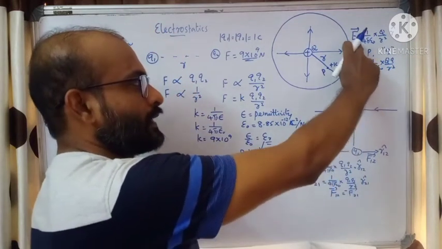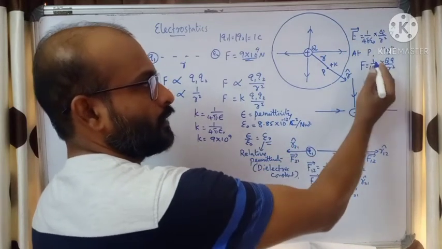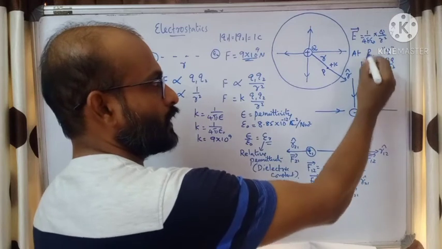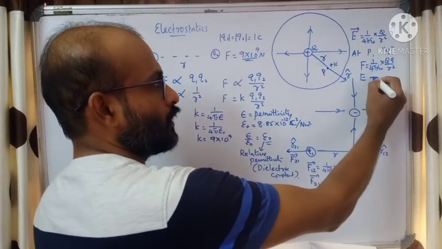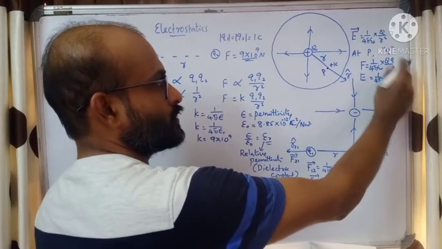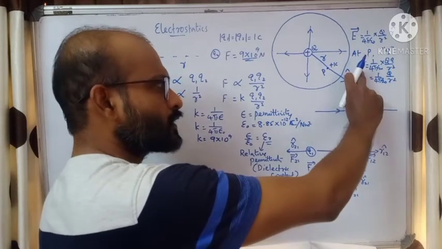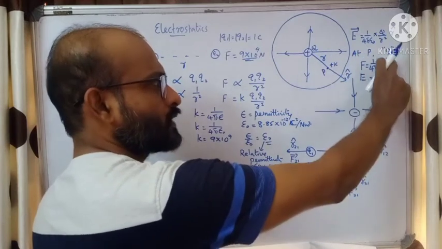Okay, this is the intensity. What is the magnitude of intensity? I'm not writing the vector form. The magnitude of intensity at this point is 1 by 4 pi epsilon 0 Q by R square. This is in the vector form. This is the intensity at this point. This is the force experienced by a charge Q placed at the point.